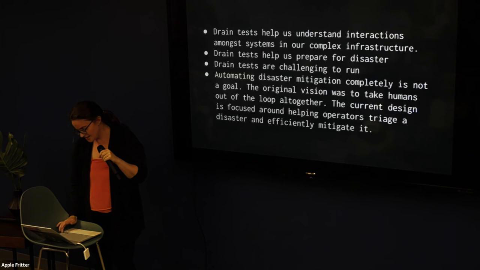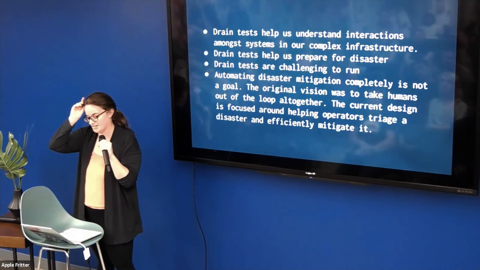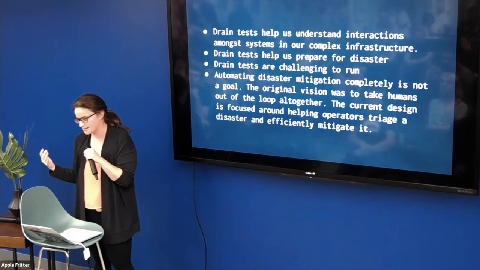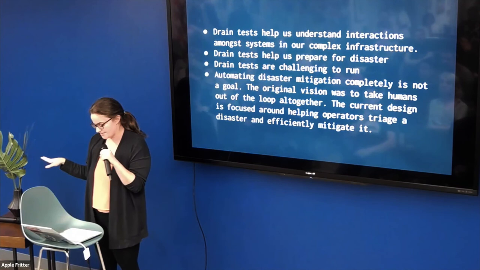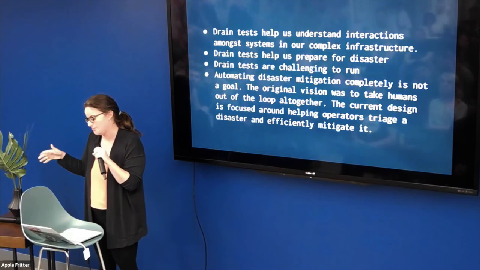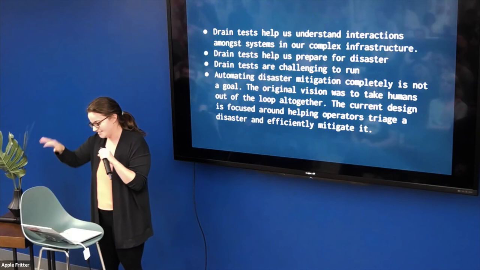So what they learned was that these drain tests help them understand the interactions between the systems in their code base, because otherwise no one can really wrap their head around all of Facebook's infrastructure and services anymore. It's just way too complex. And then the drain tests help them prepare for disaster, and the drain tests are challenging to run. And then automating disaster mitigation completely is not a goal. At some point there has to be some sort of human or manual interaction. They just could not completely automate it.